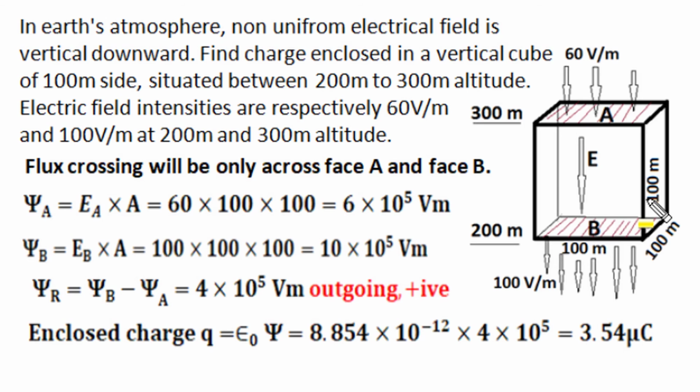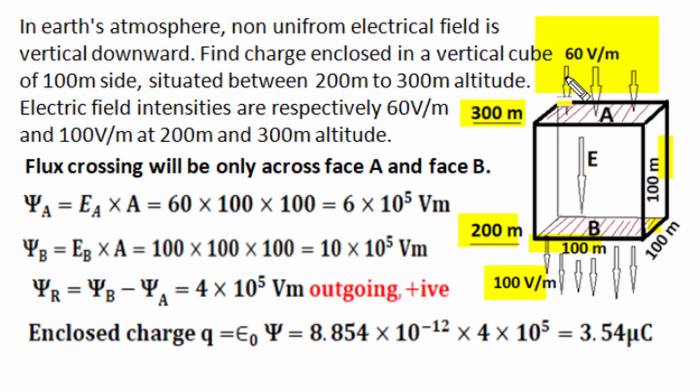In the Earth's atmosphere, a non-uniform electric field is directed vertically downward, and at 300 meter altitude its magnitude is 60 volt per meter, and at 200 meter altitude its magnitude is 100 volt per meter. Now in this atmosphere a 100 by 100 by 100 meter cube was placed, and we have to find out the total amount of charge enclosed in this cube.